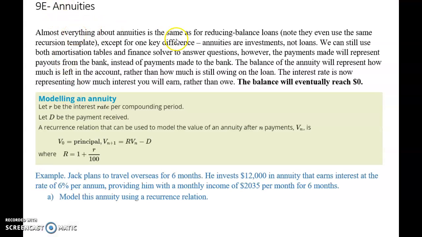All right, annuities. So it's quite similar to reducing balance loans. Remember, they're the ones that are, for example, mortgages and car loans sometimes look like. The difference is annuities are investments. So you give your money to the bank, not the bank gives you the money to go and buy something big. We can still use amortization tables and finance solver to help us answer questions.